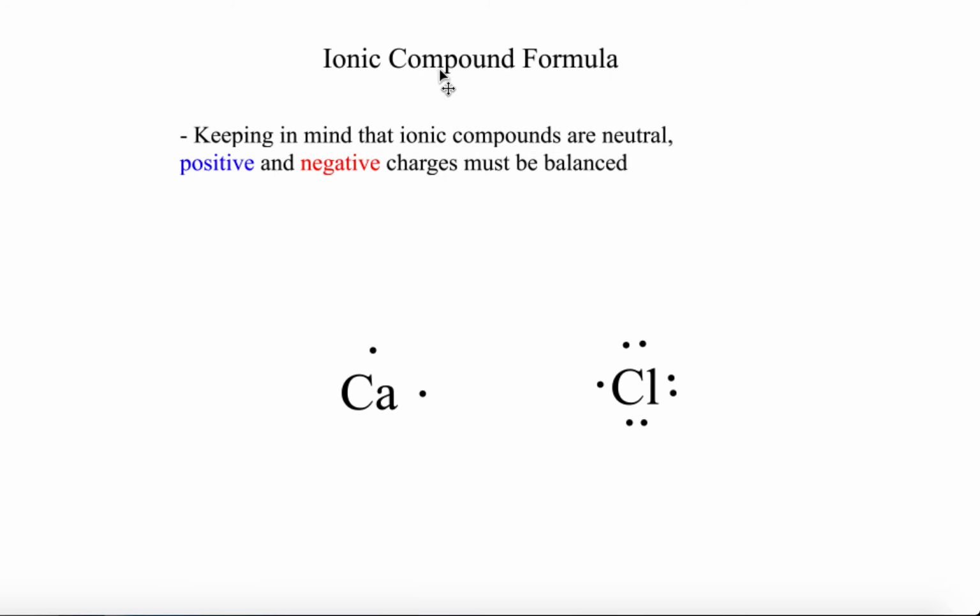So talking about the ionic compound formula, we have to keep in mind that the ionic compound has to be neutrally charged, meaning that the positive and negative charges must be balanced. So if we take a look at that calcium and chloride example, calcium's got 2 valence electrons here. Chlorine has 7, it only needs to gain 1. So this 1 electron will go ahead and get donated to the chlorine. The problem is there is still 1 electron left.